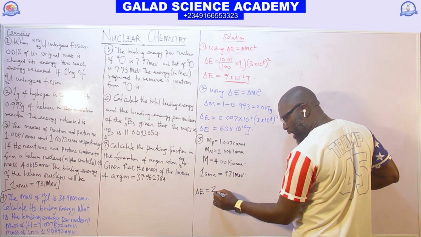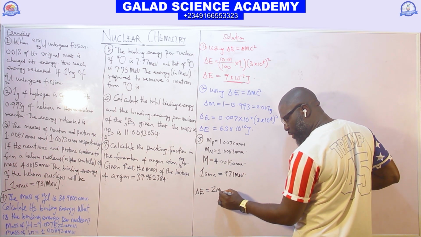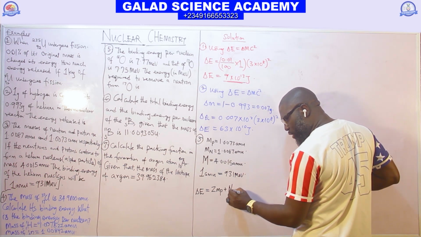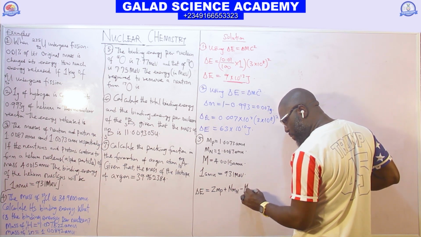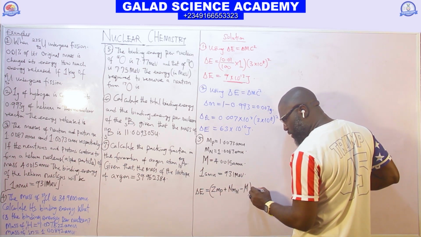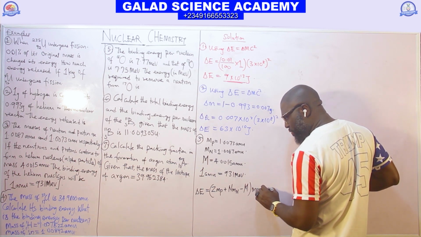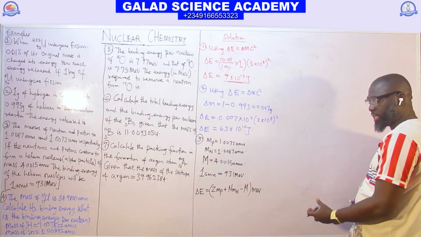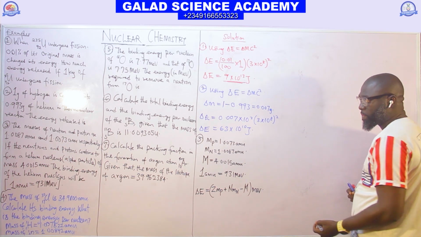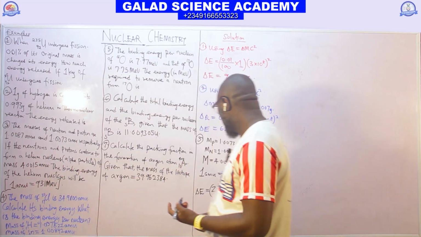Number of protons times the mass of proton, plus number of neutrons times the mass of neutron, minus M, everything in brackets, times the atomic mass unit in MeV. So I give you this formula, and the binding energy is what we use it for. The element given here is helium.